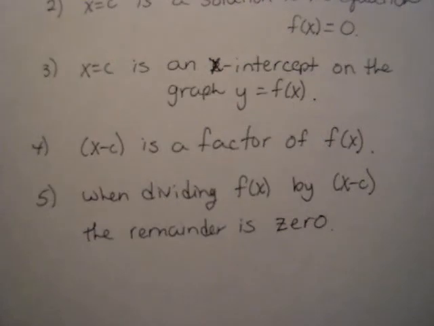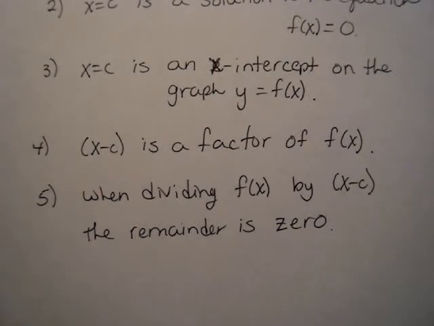And last but certainly not least, when dividing f of x by x minus c, by the factor of x minus c, the remainder is 0. That's what it means to be a factor, that the remainder will be 0. So please copy these 5 equivalent things down and keep them handy because we're going to need them in 3.4.